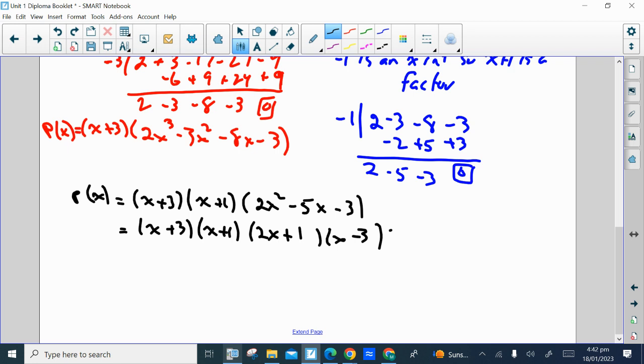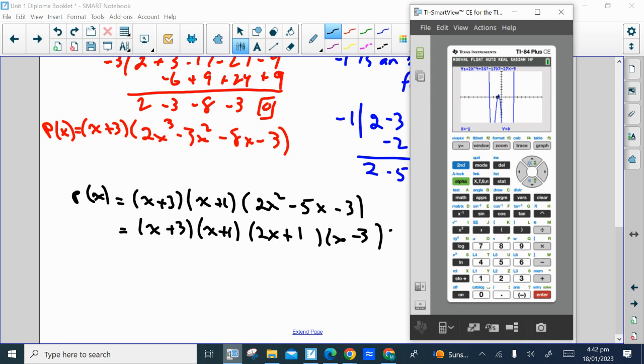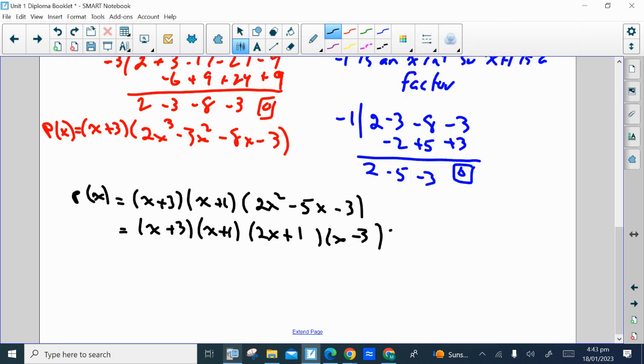Right, and you can check these against the graphing calculator. If 2x plus 1 is a factor, that means -1/2 would be an x-intercept. -0.5 is an x-intercept because y equals 0. Our last factor is x minus 3. That means +3 is an x-intercept. And it is. Y does equal 0 when x equals +3. Right, so we can always check these.